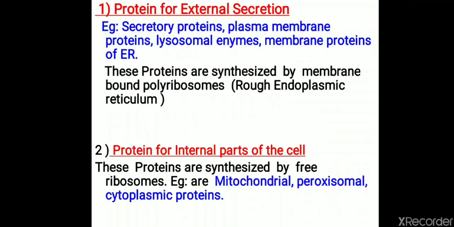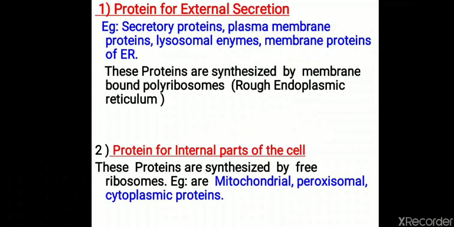So there are two types of protein. One is protein for external secretion, that is, the cell produces some secretory protein. For example, secretory proteins, plasma membrane proteins, lysosomal enzymes, and membrane proteins of the endoplasmic reticulum. All these proteins are considered secretory proteins, and all these proteins are synthesized by the membrane-bound polyribosome, that is the rough endoplasmic reticulum, a complex of endoplasmic reticulum and ribosome.